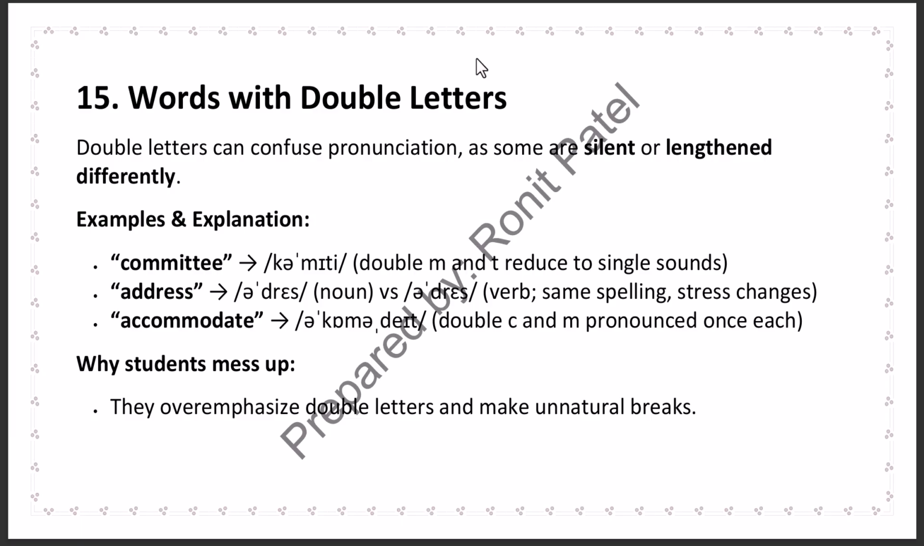Next, we look at something visually confusing but phonetically simple: double letters. When students see committee, accommodate, and other words like these, their eyes think double letters may mean double sound. But in spoken English, double letters usually collapse into a single sound. That's the reality. So the danger here is over effort. Students try too hard to pronounce each letter separately and speech becomes broken.